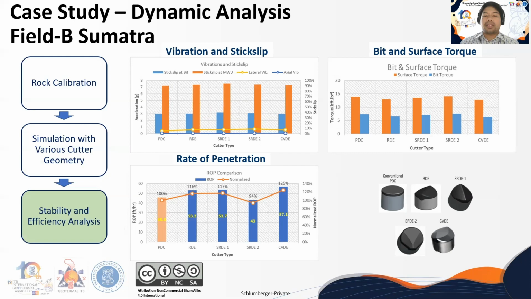In terms of ROP, CVDE generates the highest ROP, 25% higher than the conventional PDC cutter, followed by RDE and SRDE1. So in conclusion, considering the bit stability and drilling efficiency, a PDC bit with CVDE cutter should be able to deliver better performance in this application.